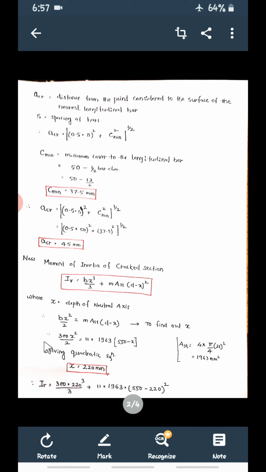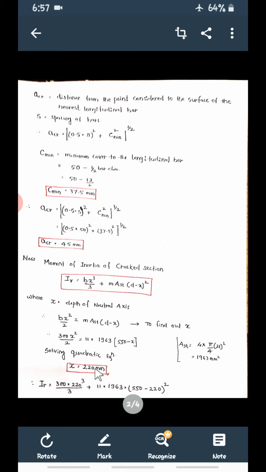We are going to get the quadratic equation and find the solution of the quadratic equation, that is minus b plus or minus square root of b square minus 4ac. So x will be 220 mm. So neutral axis depth will be 220 mm.